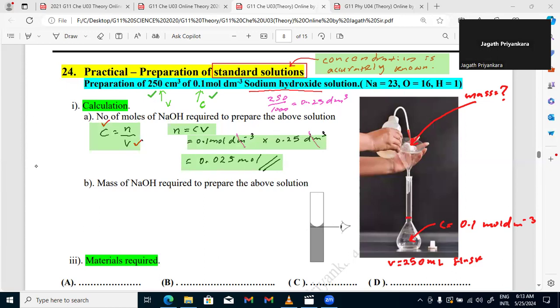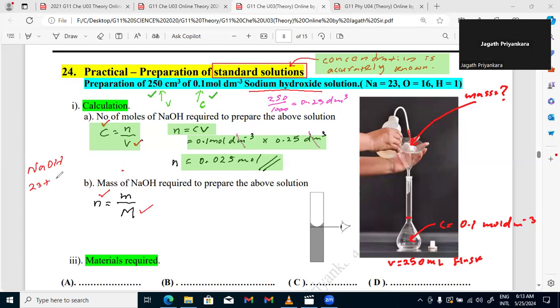How to do that? You learned the equation in grade 10. Now we know the number of moles, so we have to convert moles into mass. How? Simple: n equals m over M. Now here we have found the number of moles, 0.025 moles, and now we need the molar mass of NaOH. Last week also I did this, right?